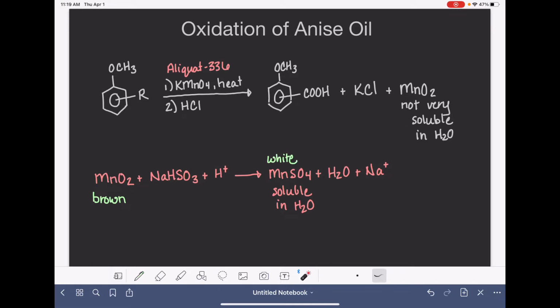So what I'm going to do is just start adding sodium bisulfite and keep adding it until all of the brown color is gone, which is letting me know that all of the manganese dioxide is gone. Continue adding it until I have no more color, and then I could be confident that this is ready to rinse.